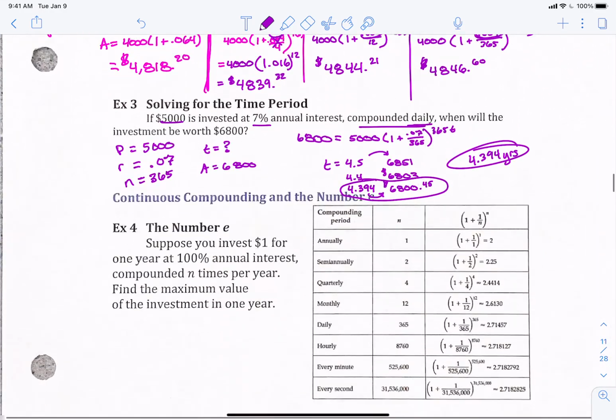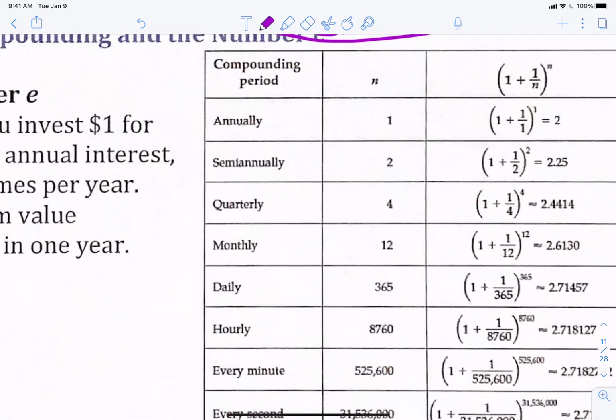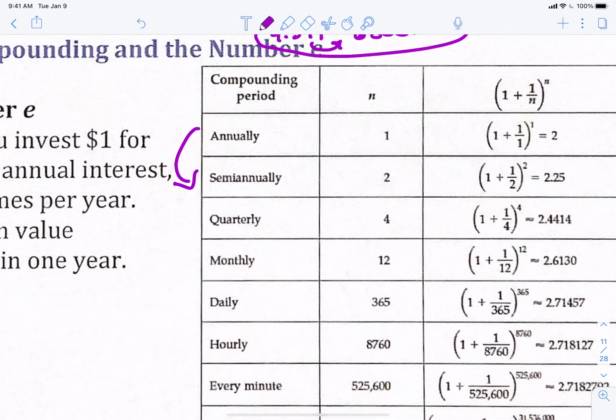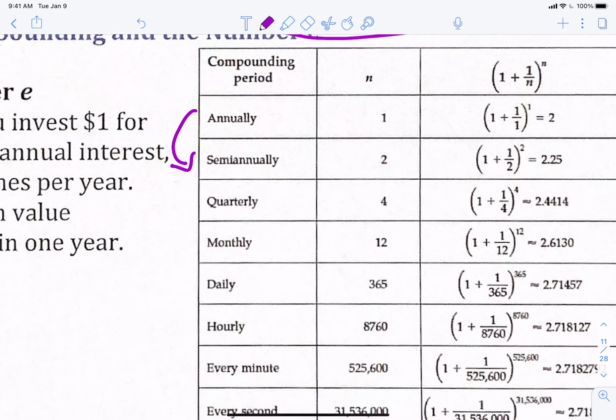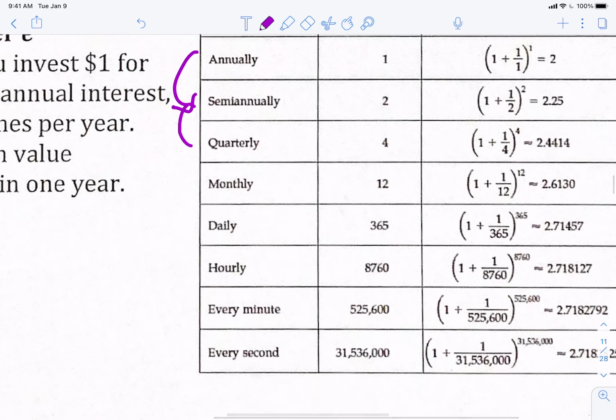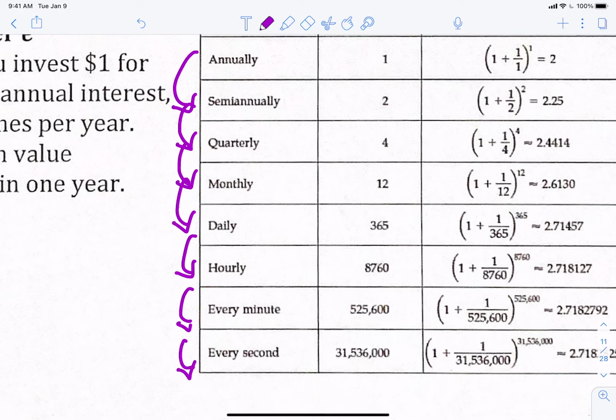Okay, so the deal is the more times I compound, so annually versus semi-annually. Semi-annually is twice a year. That's going to give me more money than annually. But quarterly is going to give me even more money. Monthly is going to give me even more money. Daily is going to give me even more money. So the further I go down this list and the more times I'm compounding, the more money I'm going to get. So at what point do I stop and say that's enough?